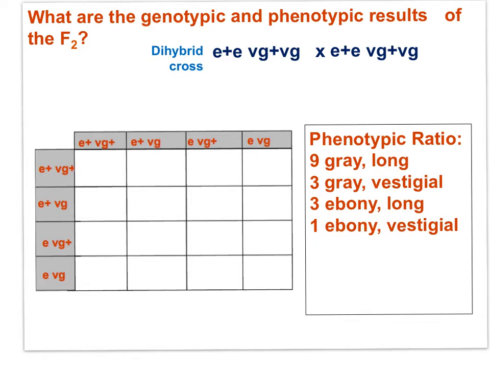The expected phenotypic ratio, once fertilization has occurred, is 9-3-3-1. Remember, you'll never be asked for the genotypic ratio of a dihybrid cross. Just remember the 9-3-3-1 ratio. Again, you can turn the movie off now to understand where these 4 phenotypes come from in the Punnett square and understand why there are 9 gray long, 3 gray vestigial, 3 ebony long, and 1 ebony vestigial.